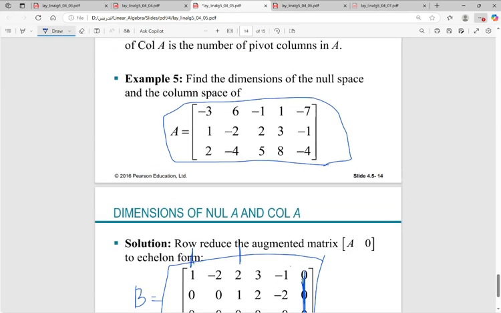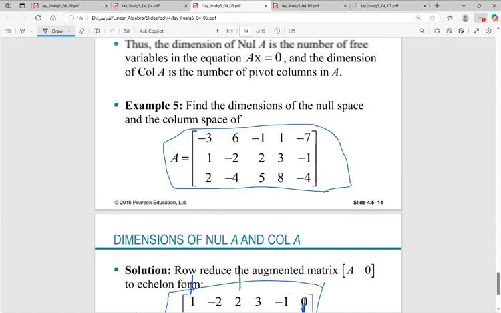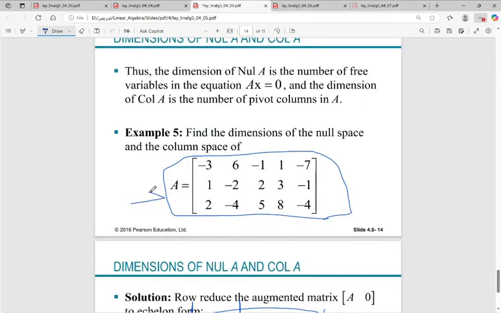Columns number 1 and number 3 are pivot. So you choose these two numbers and get back to the original matrix A. In this matrix, columns with these numbers, number 1 and number 3, these two vectors form a basis for the column space of this matrix. So this vector (-3, 1, 2) and this vector (-1, 2, 5) form a basis for the column space of matrix A. That's it.